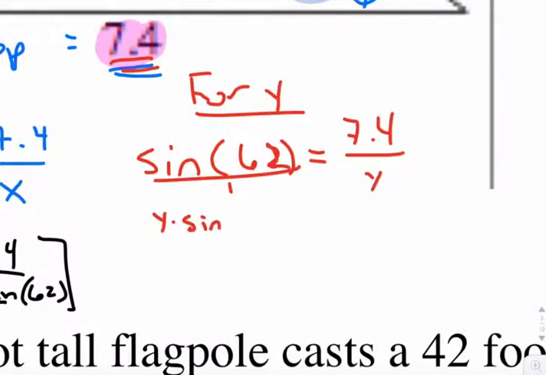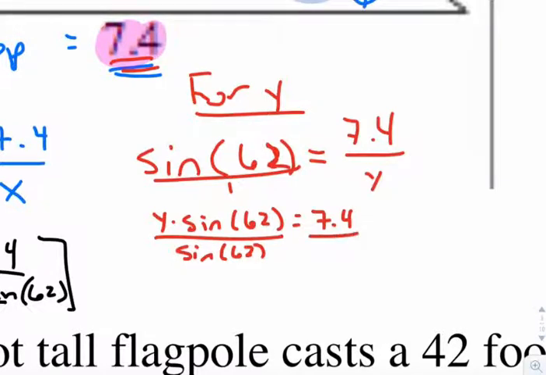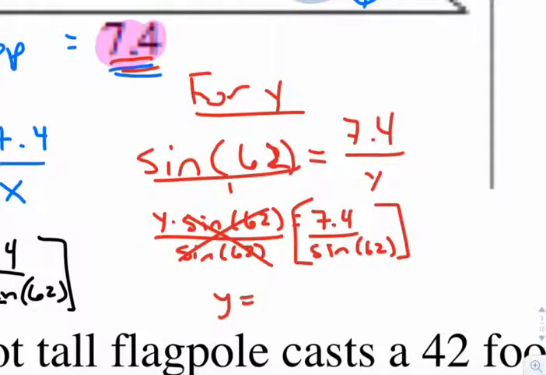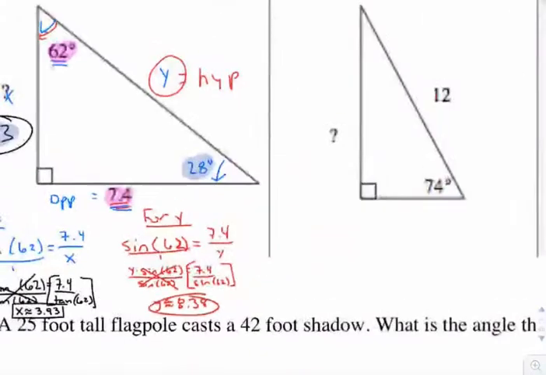Y times the sine of 62 is equal to 7.4. Okay, now if I divide by the sine of 62 on both sides to cancel that, that'll give me a y value that's equal to 7.4 divided by the sine of 62. Now if I go to my handy calculator here, 7.4 divided by sine of 62 gives me an approximate value for y of 8.38, which I'll go ahead and write up here as well.